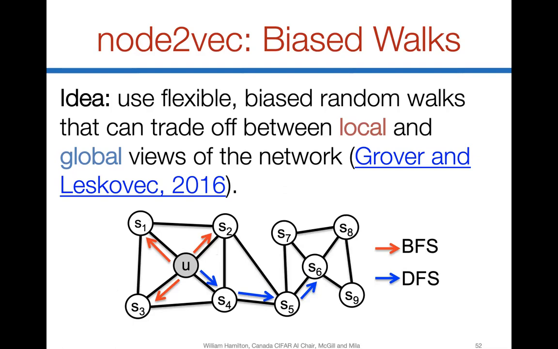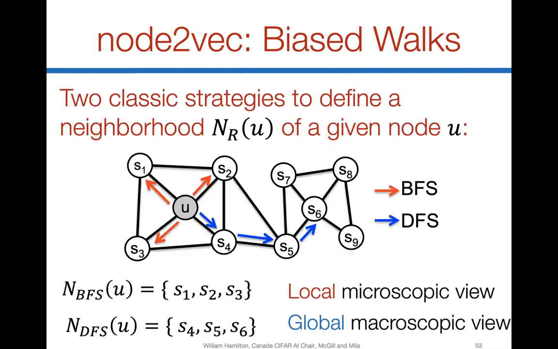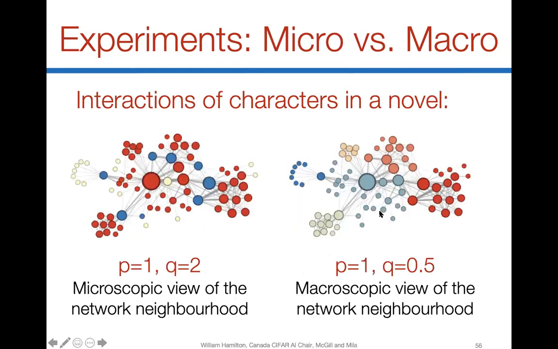And this can allow us to trade off between learning more local or more global views of our input graph. So again, the idea here is that we can use these different strategies, different biased random walks, to learn more local or more global views of our input graph. The particular way that this is done is that we have different probabilities when we're at a particular node of either exploring the neighbors of this node or doing a more DFS-like search. And these probabilities are usually denoted by P and Q.